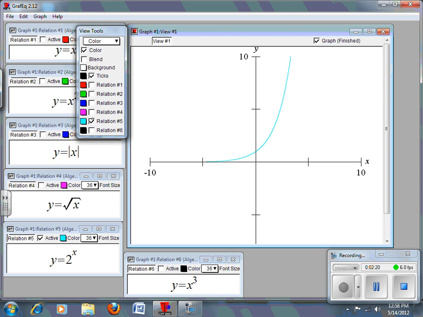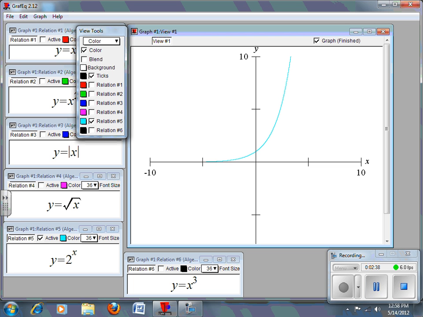Fifth function is in light blue here. This is the exponential function. Notice that we're using 2 as the base of this exponential function. You can use any number you want. It'll change the graph slightly, but for our purposes, we're just going to use 2 to the power of x.